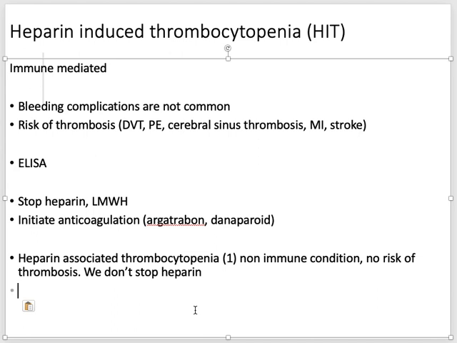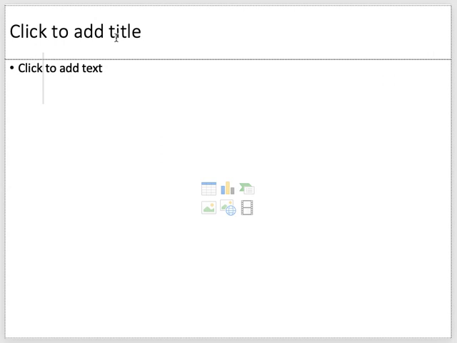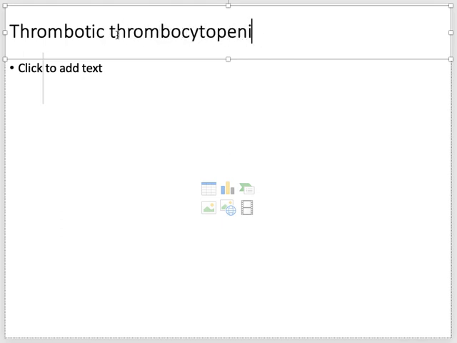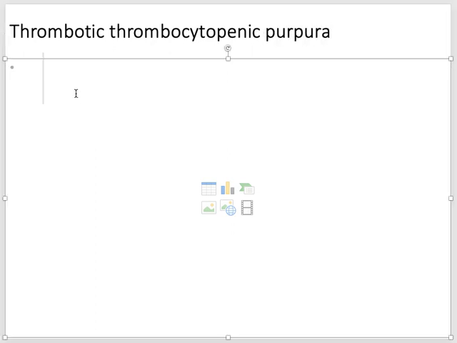There is a clinical scoring system as well to check whether anyone is having heparin-induced thrombocytopenia or not. But again, I don't think we must go into more detail for that. Hemolytic uremic syndrome we have already covered. There is one more condition called thrombotic thrombocytopenic purpura. I'm writing it because I have already explained HUS, hemolytic uremic syndrome.